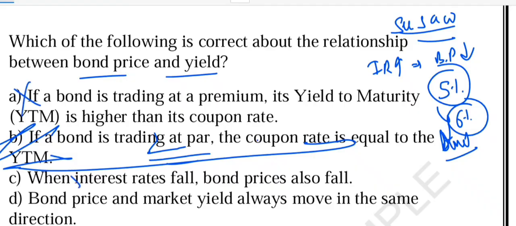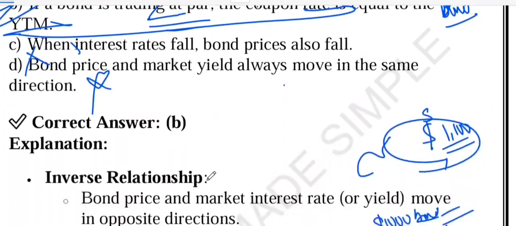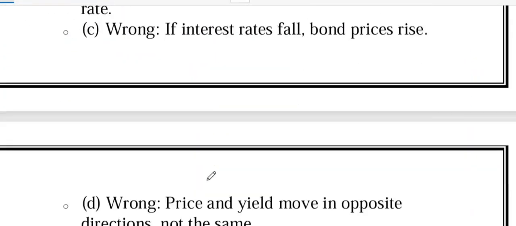What about option C? If interest rate falls, bond price also falls. This is just the reverse, because price rises when the rate drops. We know it very well. So C is incorrect. What about option D? Bond price and market yield always move in the same direction. This is opposite. They move in opposite directions. So option D is also incorrect. The correct answer to this question is option B. I hope that makes sense to you.